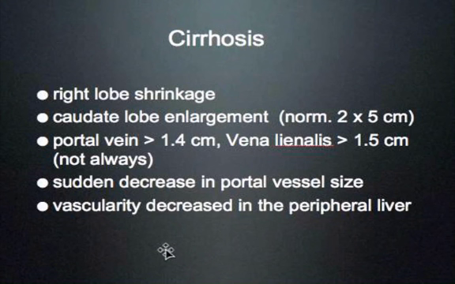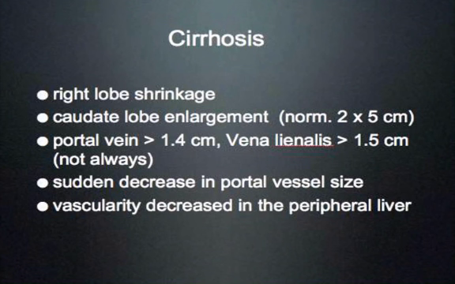So then let's come to the most important thing. Let's come to cirrhosis. What are the signs of cirrhosis in the ultrasound? The right lobe tends to shrink more than the left lobe. The caudate lobe, from the vasculature being part of the left lobe, is enlarged. The portal vein, due to portal hypertension, might increase in size. The vessels, and I will talk about that. The portal vessels have a sudden decrease in caliber, and the vascularity in general is decreased in the peripheral liver.